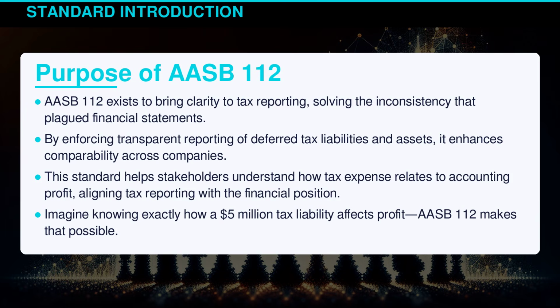AASB 112 exists to bring clarity to tax reporting, solving the inconsistency that plagued financial statements. By enforcing transparent reporting of deferred tax liabilities and assets, it enhances comparability across companies. This standard helps stakeholders understand how tax expense relates to accounting profit, aligning tax reporting with the financial position. Imagine knowing exactly how a $5 million tax liability affects profit. AASB 112 makes that possible.